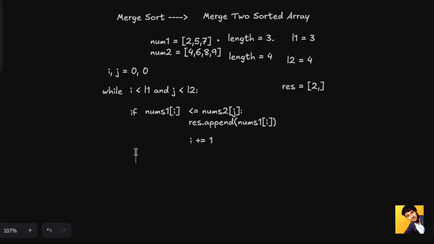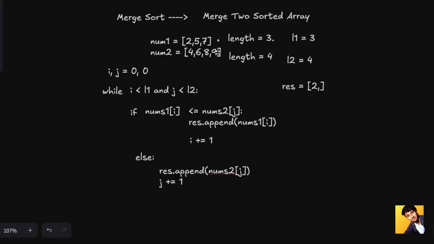Now what will be the else case? In the else case, nums2 is smaller. Let's say the first element was 1, then we would have put 1 here, not 2. So in that case we do result dot append nums2 of j, and then increment j.